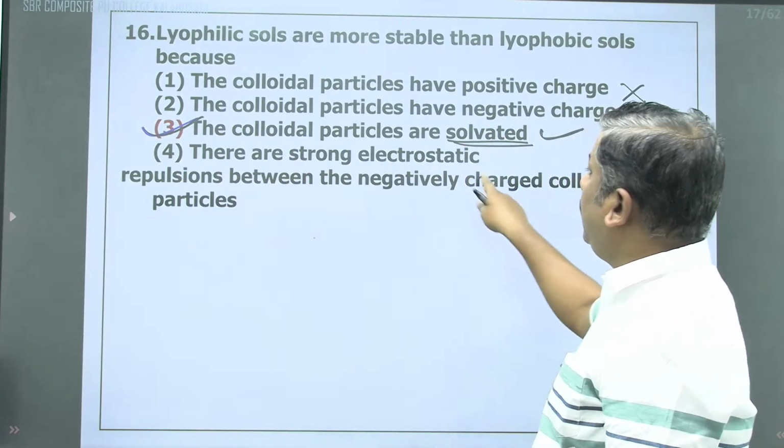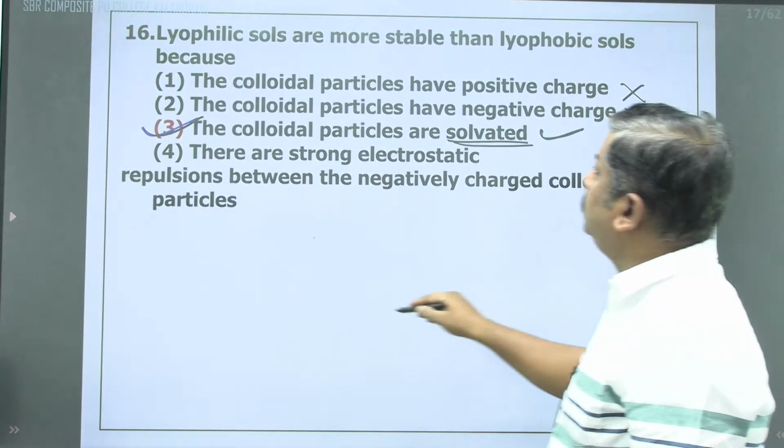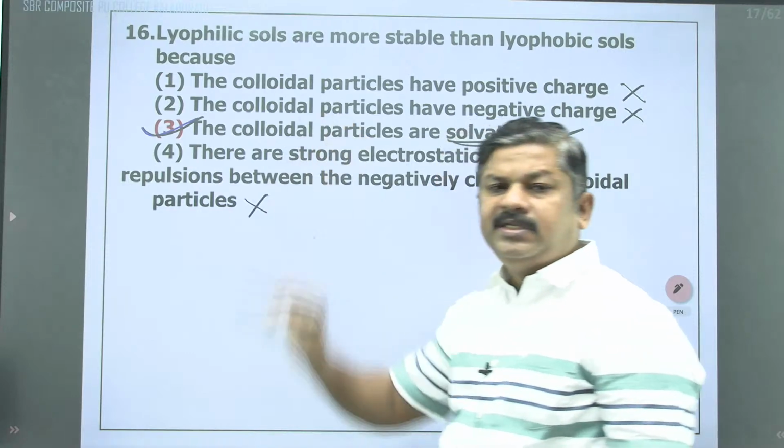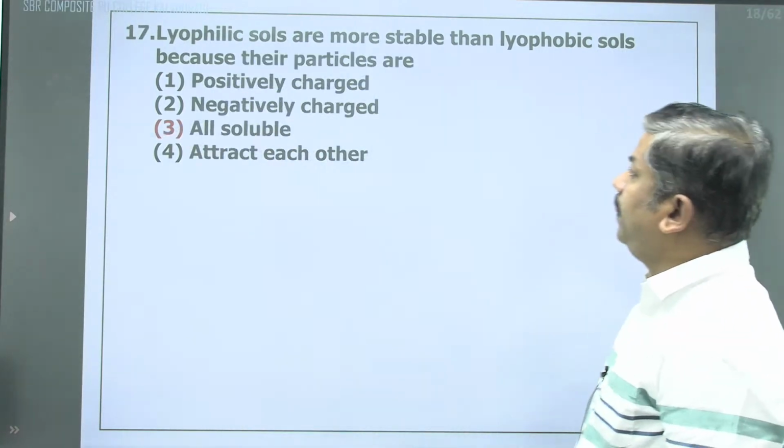So there are strong electrostatic repulsion between negative charged colloidal particles. This is also found to be incorrect for the stability of lyophilic colloids. Only third option is correct here.